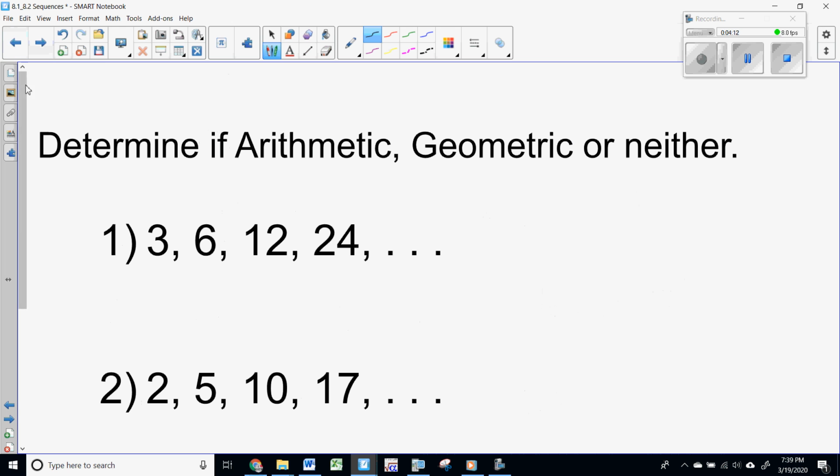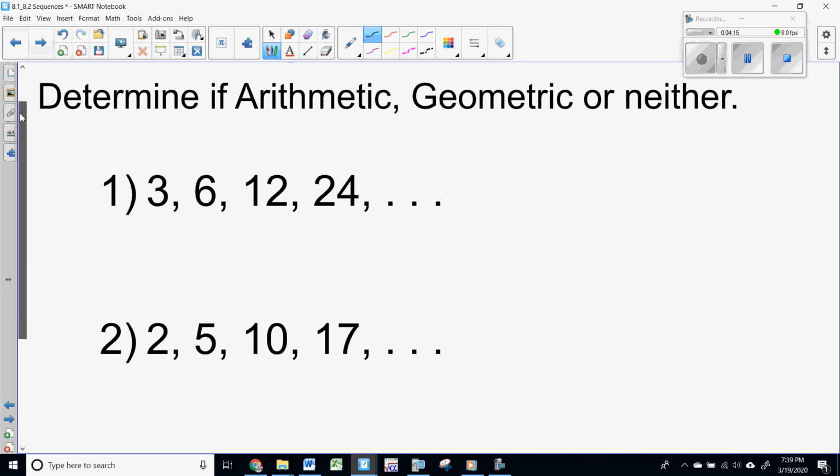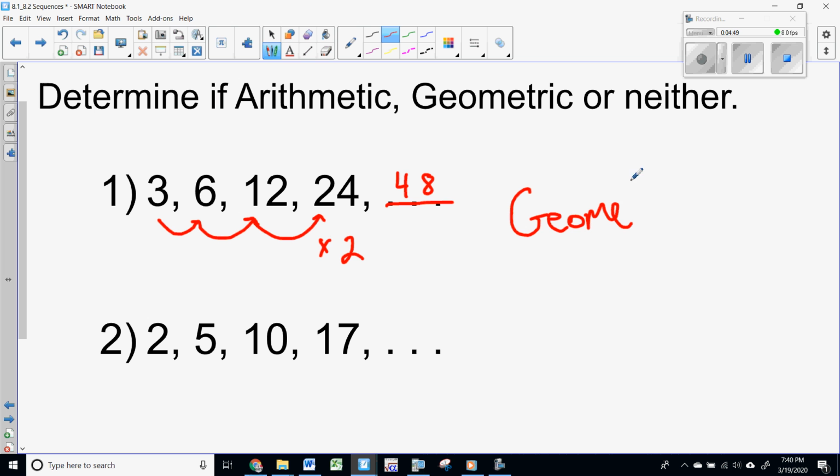Now, let's say we're given some sequences and we want to determine, are they arithmetic or geometric or neither? They're not either one of those. So what we want to do first is try to figure out, how do you get the next term? How do I get from 3 to 6? How do I get from 6 to 12? How do I get from 12 to 24? And kind of think about what's the next term. And the next term here would be 48. So you can see what I'm doing is multiplying by 2. That is geometric.